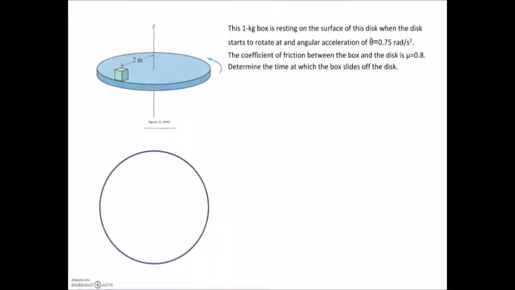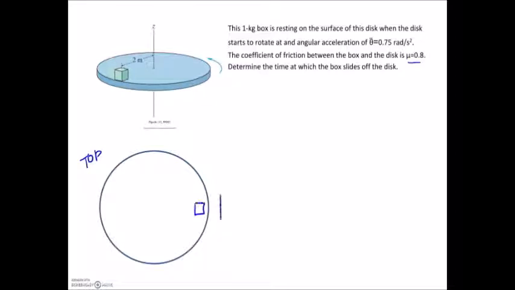So let's look at this box that's resting on the surface of this disk. The disk then begins to rotate, and as you'd expect, pretty soon the box will slide off. There is a coefficient of friction that's given as 0.8, and we want to find out how much time it takes for this box to slide off. So let's draw the free body diagram, the top view first.